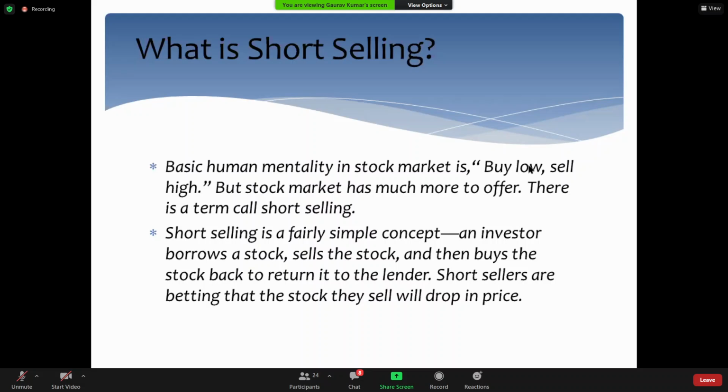Now you will come and return me my headphone, and you will say, Gaurav, take your headphone. And nothing happened with my headphone. But in the midst of this procedure, you have earned 100 rupees, and that is called short selling. Short sellers are betting that the stock they sell will drop in price. Any doubt in short selling? Anyone?